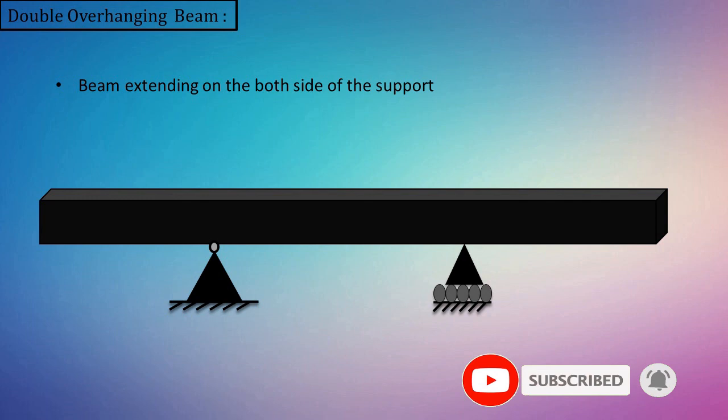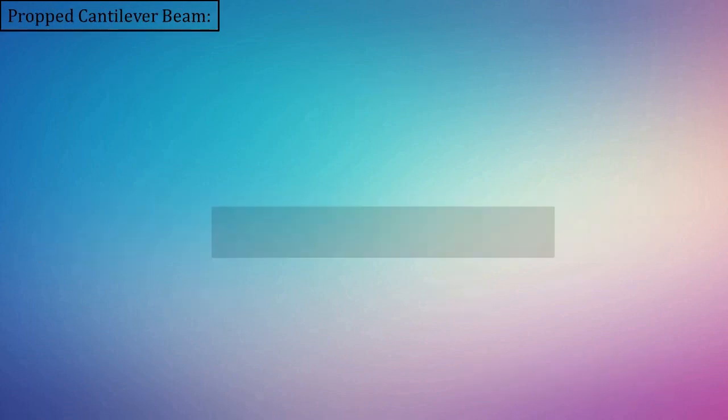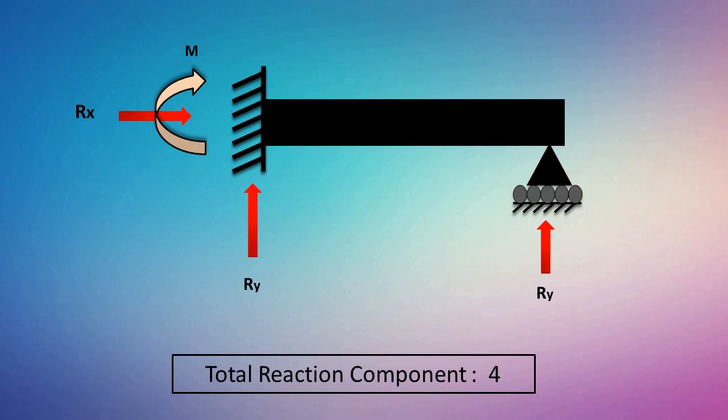Next type of beam is the prop cantilever beam. It is the type of beam which has one end fixed and the other end simply supported on a roller. When the load acts on the beam, a total of 4 reactions are generated at the supports, 3 due to the fixed support and 1 due to the roller support. So these are the types of beams based on the support conditions.